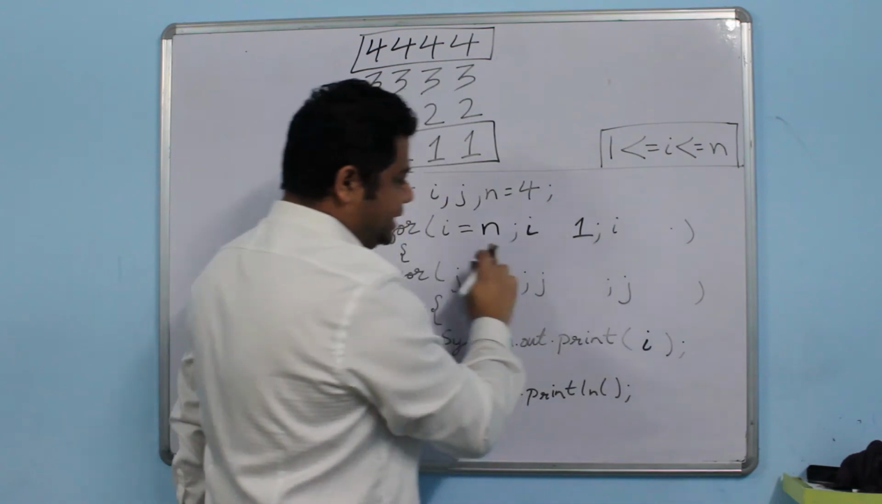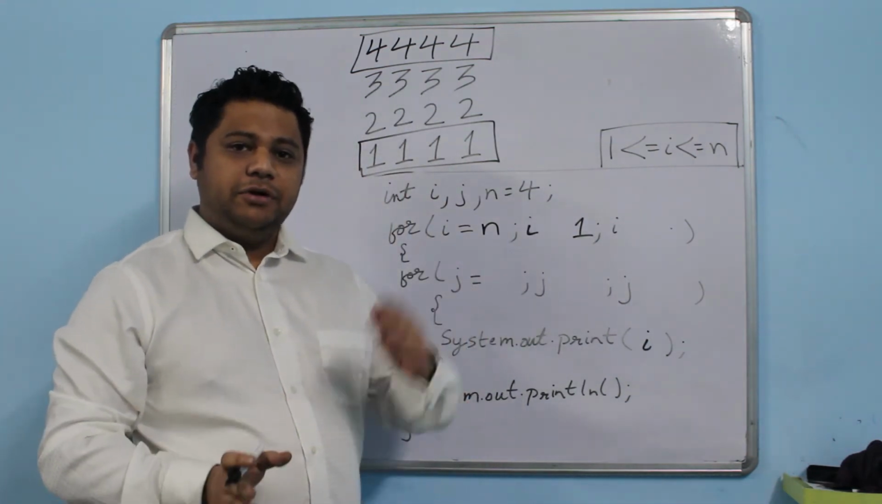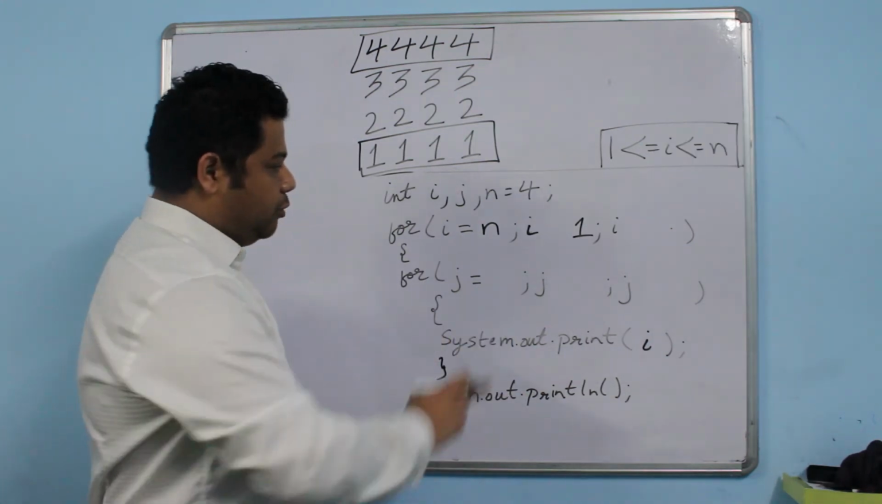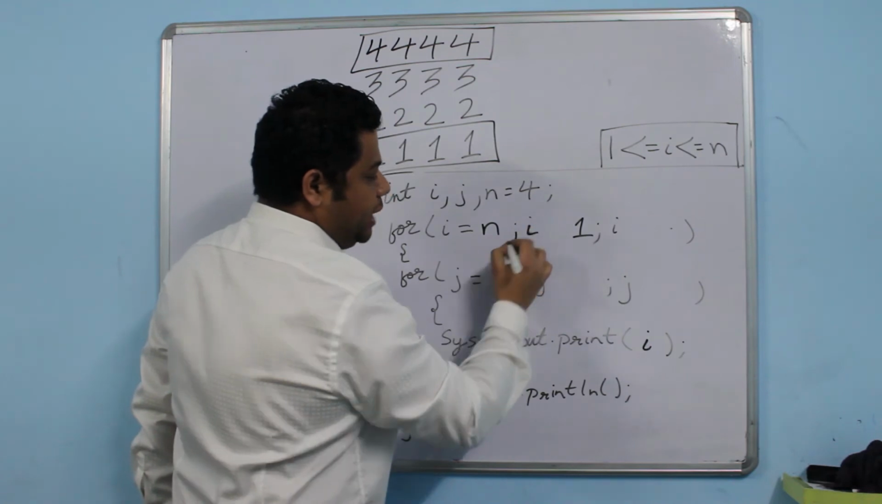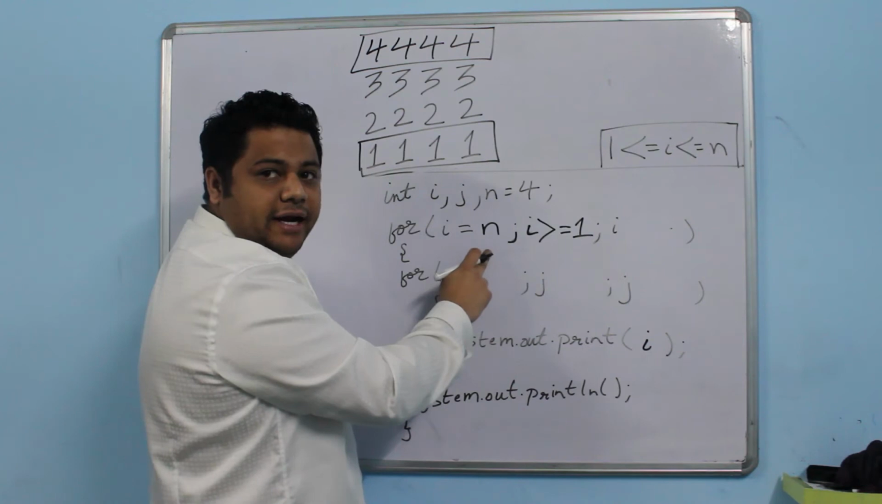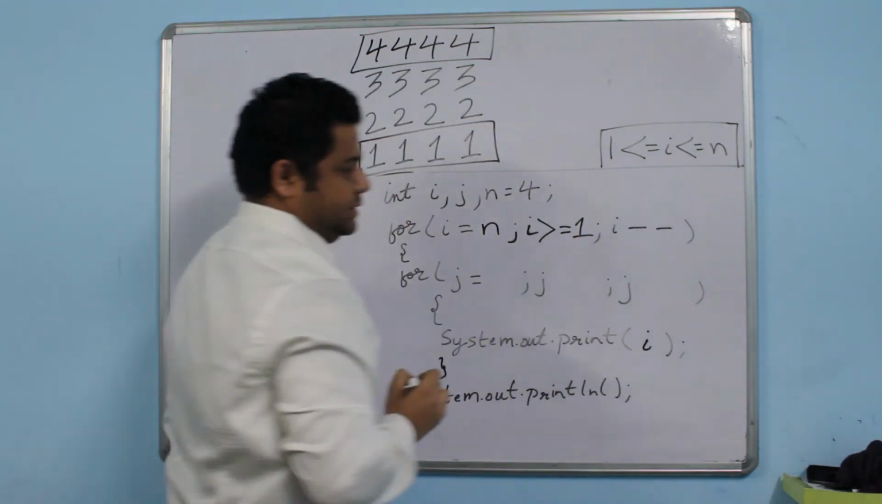So I hope you have placed n and 1 in that manner. If you have not done, I think you have to review the video again. You have to watch it again and then you have to understand it. Now, n and 1, the relation between n and 1 is n is greater than equals to 1. From a bigger number, you are going to a smaller number. So this will be I minus minus.